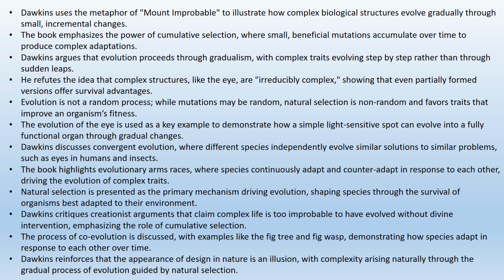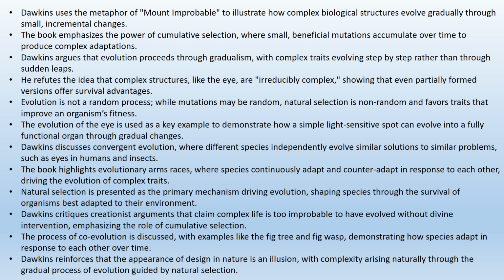Dawkins' Climbing Mount Improbable presents a powerful defense of evolution, focusing on how complex biological structures that seem improbable or difficult to explain can arise through natural selection, in contrast to the image of evolution as an aimless, chaotic process. Dawkins uses the metaphor of climbing a mountain to illustrate how small, gradual steps can lead to seemingly insurmountable complexity. The book emphasizes the role of gradualism, adaptation, and the power of cumulative selection in explaining how intricate life forms and organs, such as eyes and wings, evolve over time.